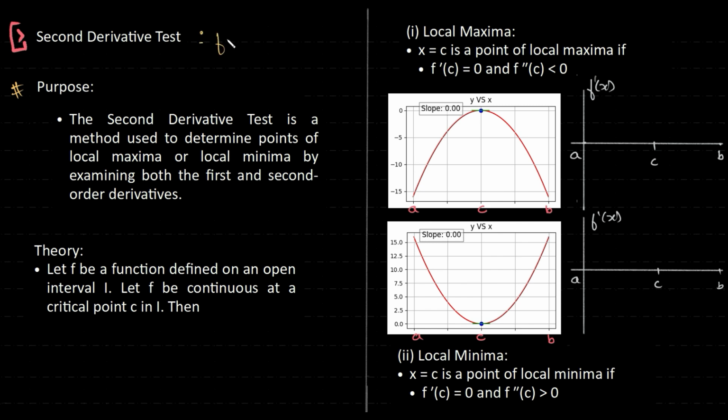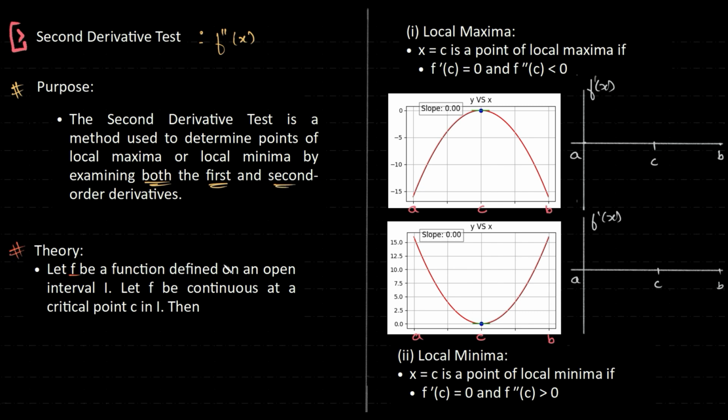So in this case, yes, we need to figure out f double prime of x, that is, differentiate f of x 2 times. And then we'll find the maxima and minima by examining both the first and the second order derivative. We'll make use of both. So the theorem is quite simple.